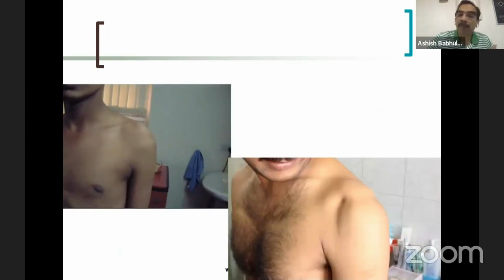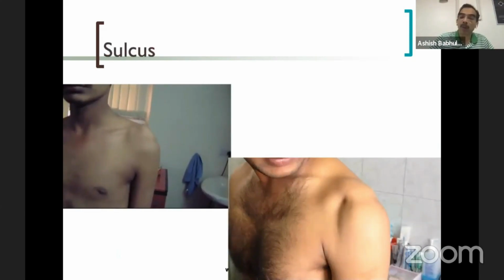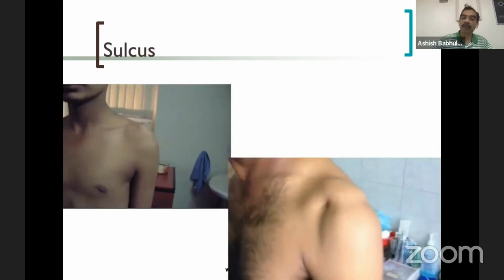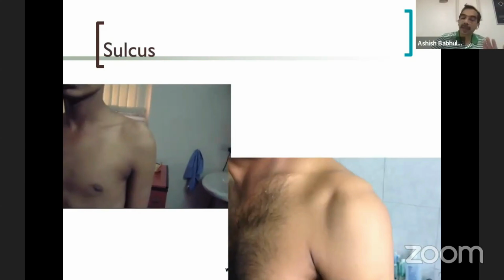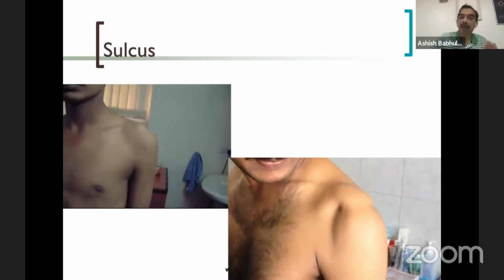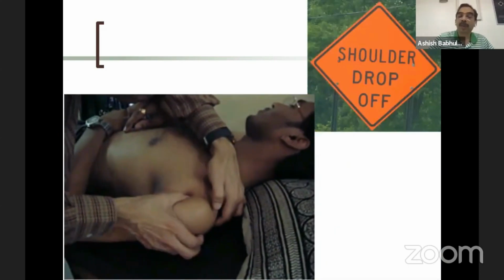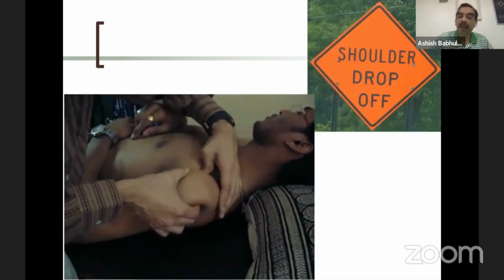Now, often the sulcus test can be performed by the examiner, but most patients will be able to do it on their own. And you can see this is a classic sulcus in both these patients. It's a sign of ligament laxity. It doesn't mean that they have a Bankart tear. For a Bankart tear with a recurrent dislocation, this is the drawer test.